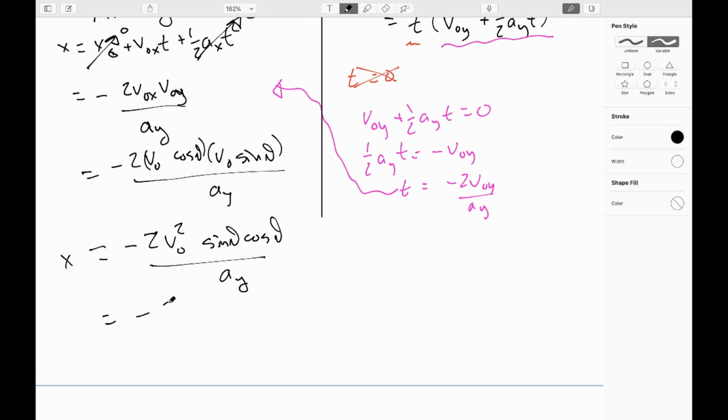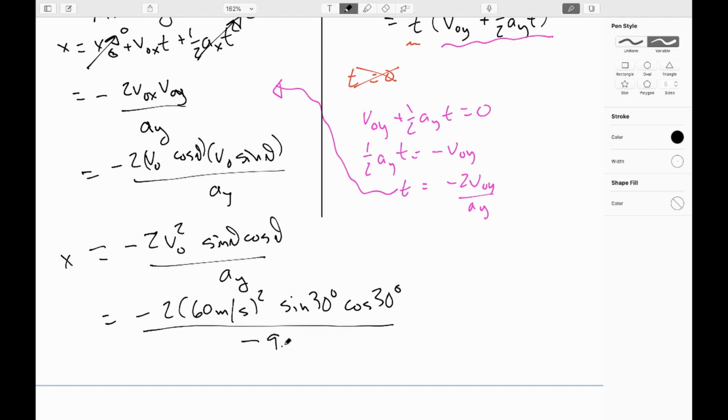So this is minus 2. My v naught we said was 60 meters per second. We'll add the sine of 30 degrees, the cosine of 30 degrees, and we'll divide by negative 9.8 meters per second squared. So those minus signs will indeed cancel each other out. I'll be left with a positive sign.